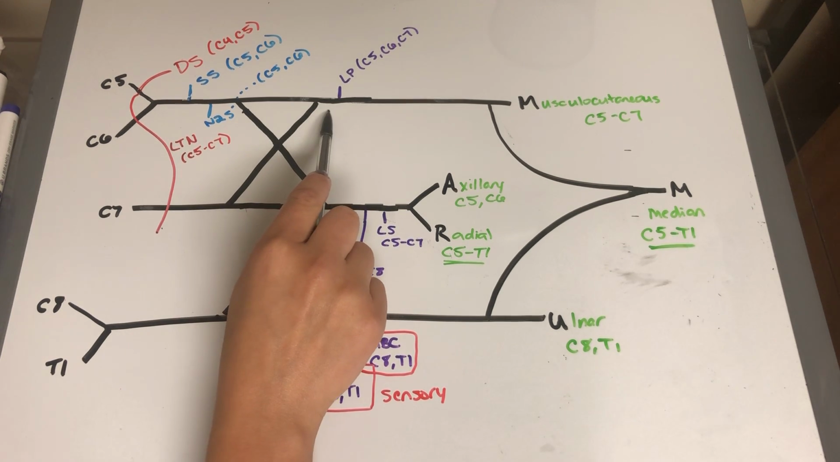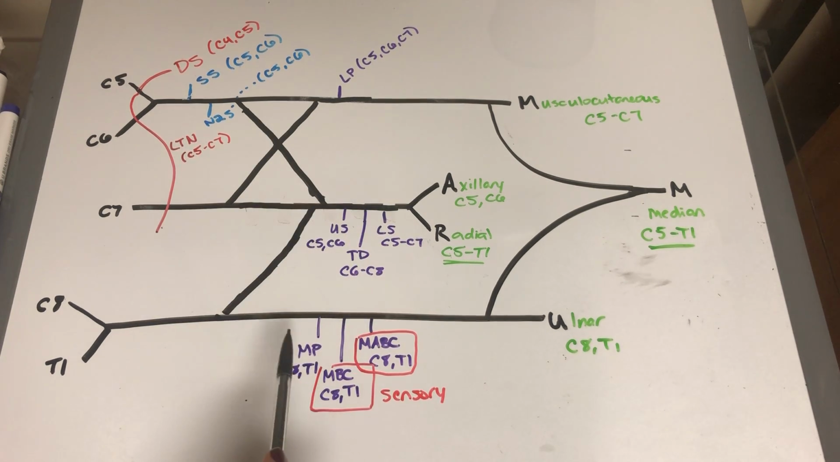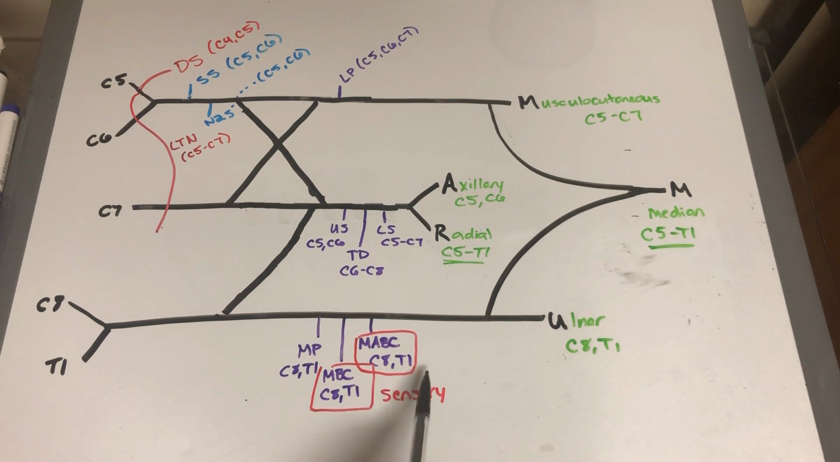Then we have the lateral pectoral nerve. That's for the pectoralis major and minor. Then we have the medial pectoral nerve, which is for the pectoralis major and minor. And then we have the medial brachial cutaneous nerve, which is for the skin of the upper arm. And then we have the medial antebrachial cutaneous nerve, which is for the medial forearm.